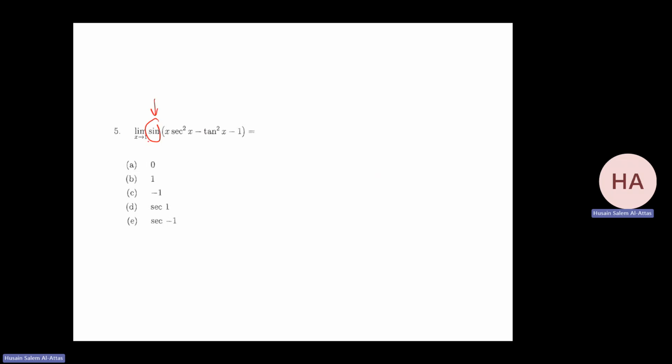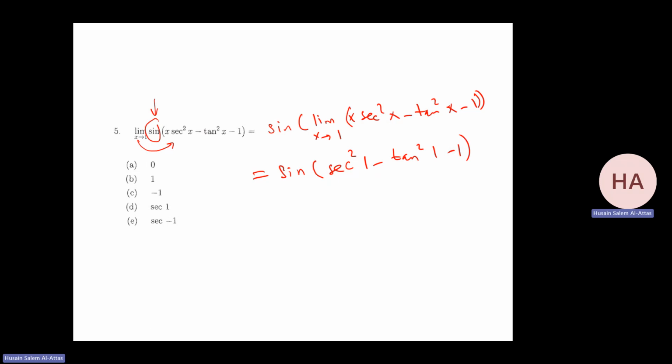Since sine is a continuous function, I can't take the limit inside. But what will happen? That will be sine of the limit as x goes to 1 of x secant square x minus tan square x minus 1. Since everything is okay at x equals 1, we can just substitute. So I have 1 times secant square 1 minus tan square 1 minus 1. What shall I do now?